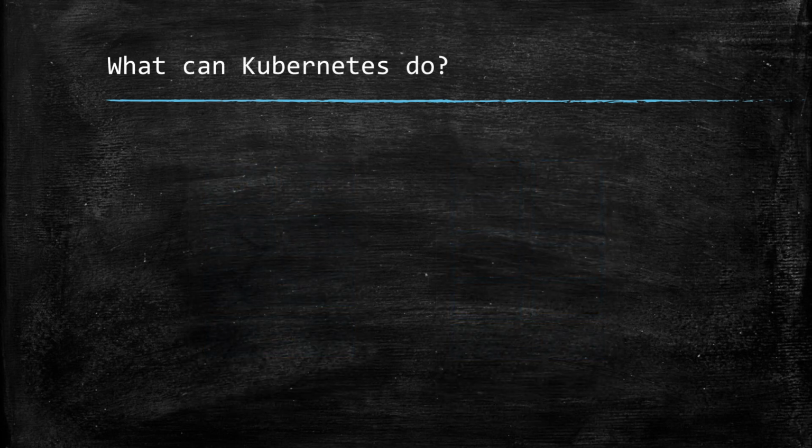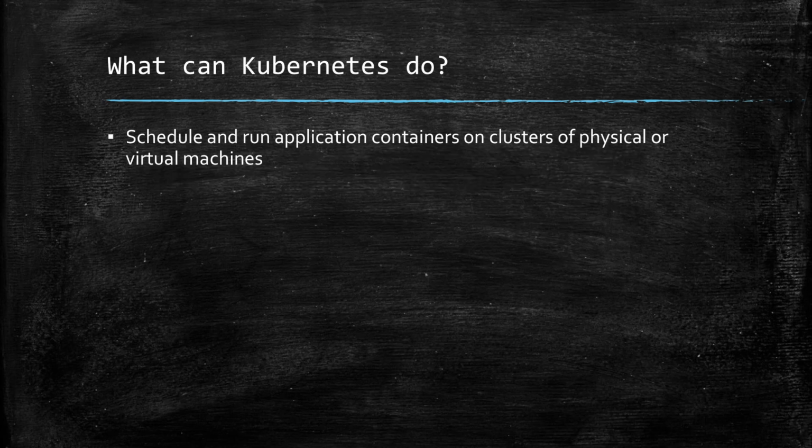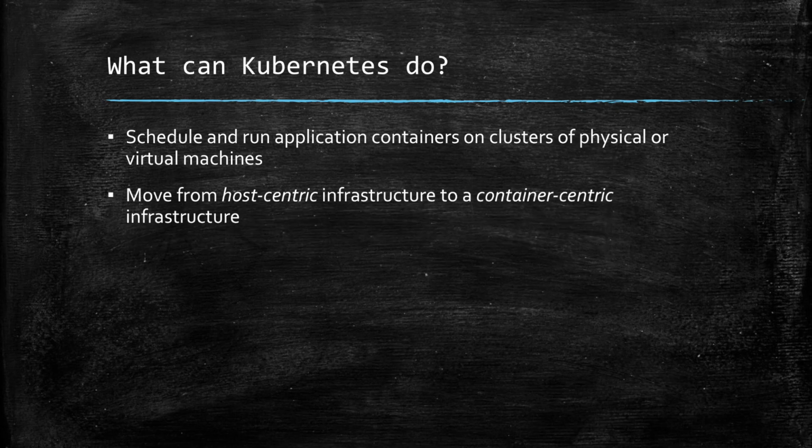So what can Kubernetes do? Kubernetes allows you to schedule and run application containers on clusters of physical or virtual machines. It allows you to move from a host-centric infrastructure to a container-centric infrastructure, which really provides the full advantages and benefits inherent to containers.